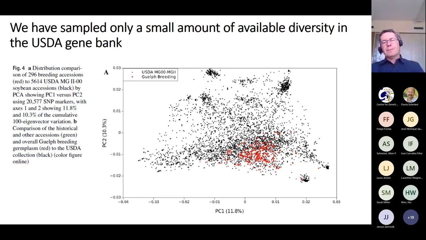What does this graph tell you? It tells you that out of the vast amount of genetic diversity that's held in the gene bank at the USDA, we have only used a small fraction of it for our breeding. Many of those accessions are not adapted, and we may not want to use them. But there's a lot more diversity out there in the gene bank that can be accessed for further improvement of soybean than we have utilized, and that's the reason why the red is not overlapping by a large section of the whole graph. It's only in a small section of it.